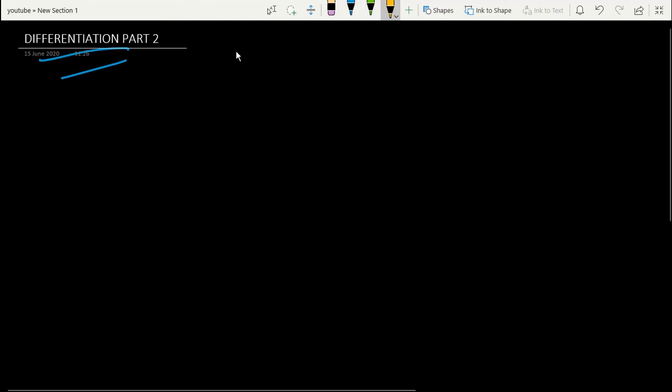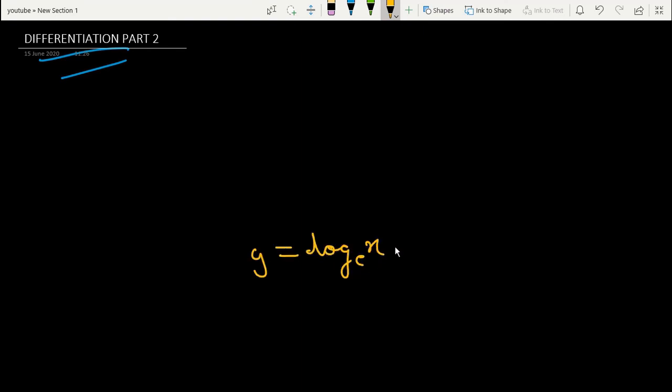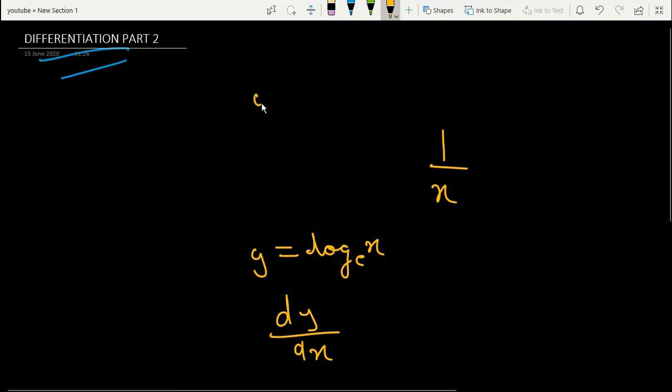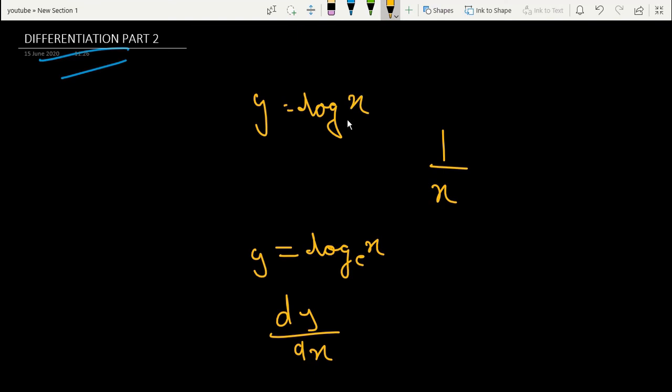Now let's go to log. If y is equal to log x, then what will be dy by dx? Okay, this is the question. For this it will be 1 by x. Okay, remember this. If y is equal to log x, then what will be its differentiation? Its differentiation will be 1 by x. Remember this. dy by dx will be 1 by x.